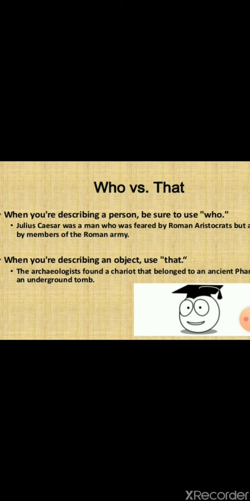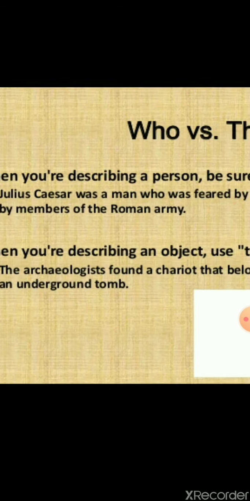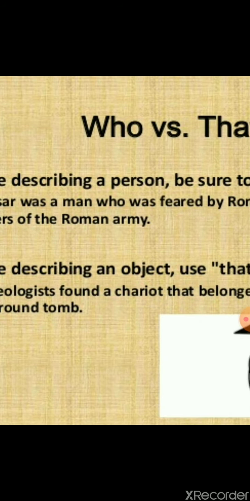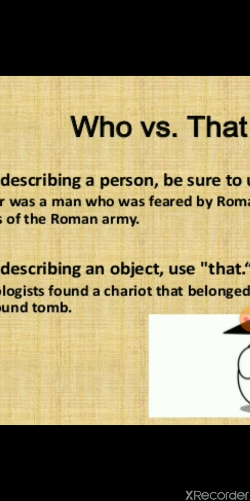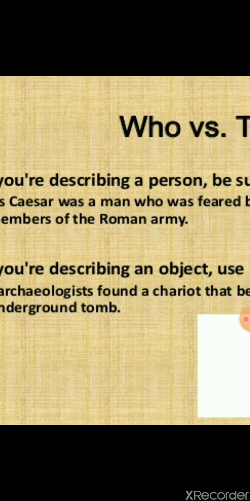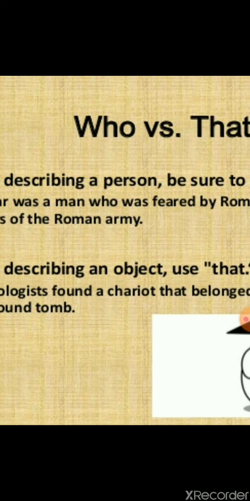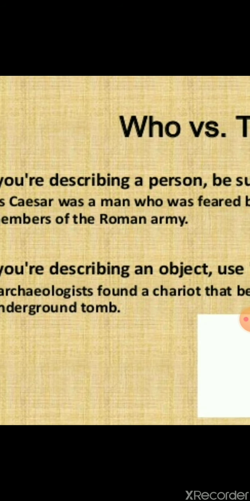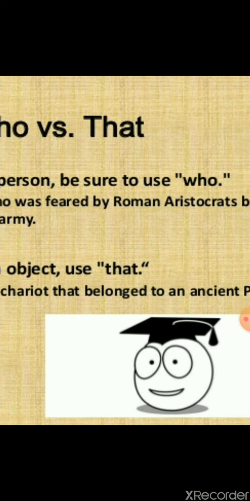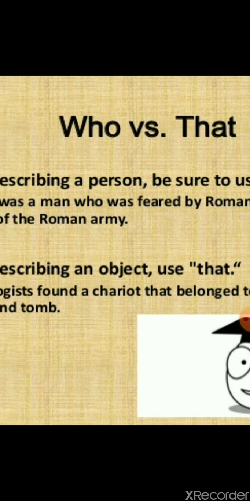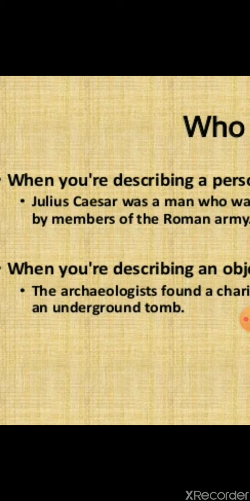Okay, I will clear your doubt between who versus that also. I have cleared whom versus who, and who versus which, and now that was left. When you are describing a person, be sure to use who. For example, Julius Caesar was a man who was feared by Roman aristocrats but admired by members of the Roman army. When you are describing an object, use that. For example, the archaeologist found a chariot that belonged to an ancient pharaoh in an underground tomb. So when talking about an object, simply use that. When talking about a person, simply use who.